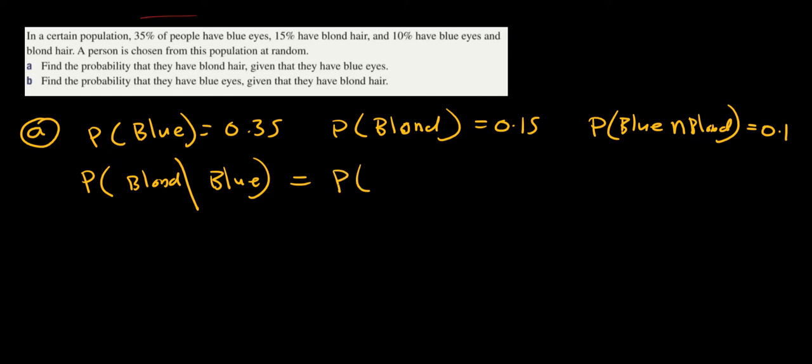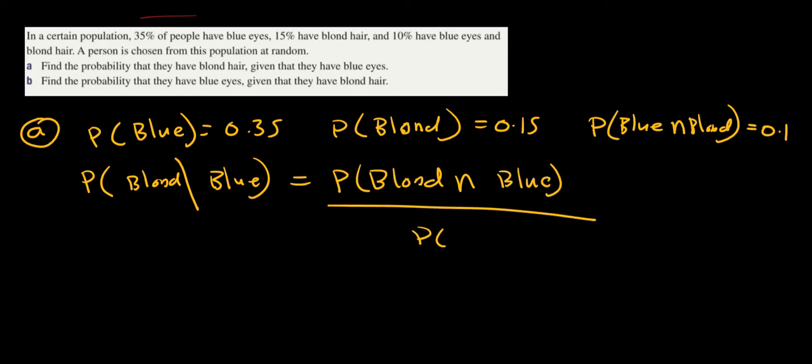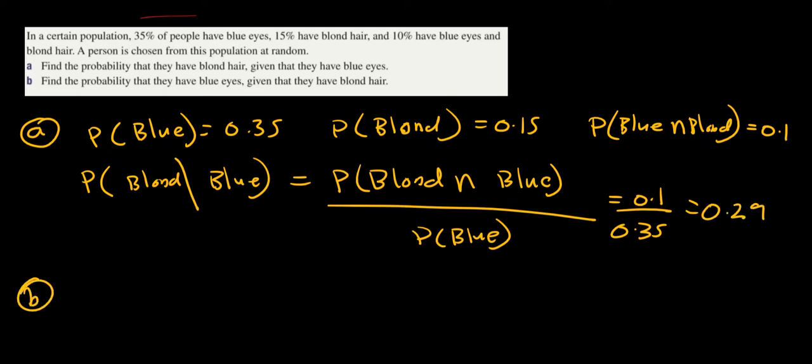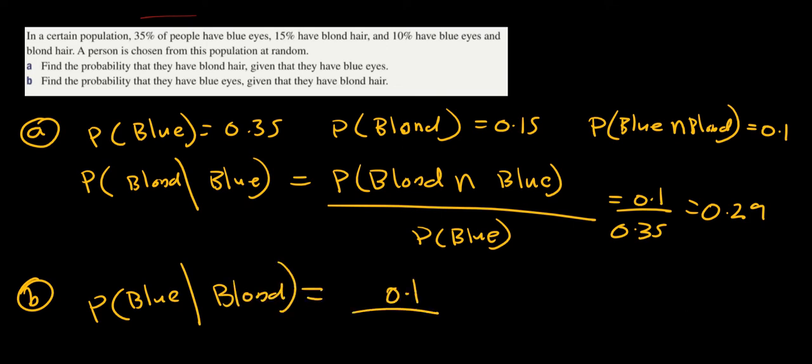Well, that's simply going to be the probability of blonde and blue divided by the probability of blue eyes. So that's just going to be 0.1 over 0.35, which is roughly 0.29. So B is the reverse, the probability of blue eyes given blonde hair. So the intersection is going to be the same. The difference is we divide by blonde, which is 0.15, and we get 0.67 to 2 decimal places.